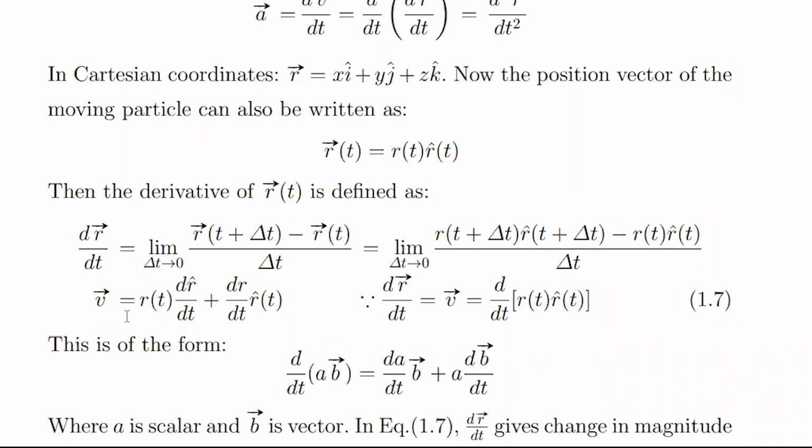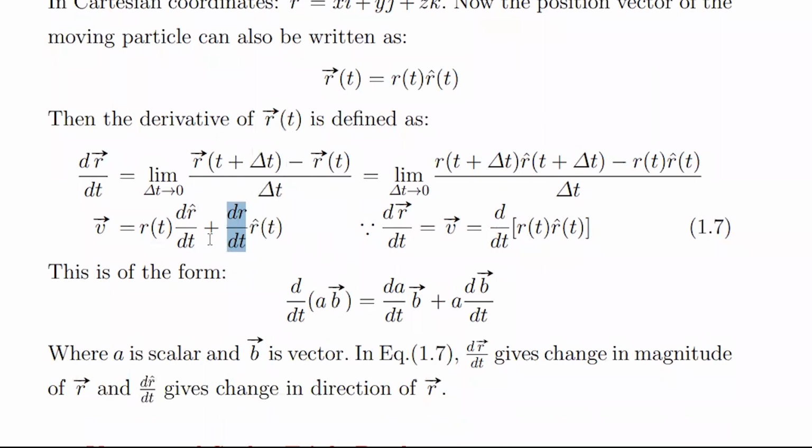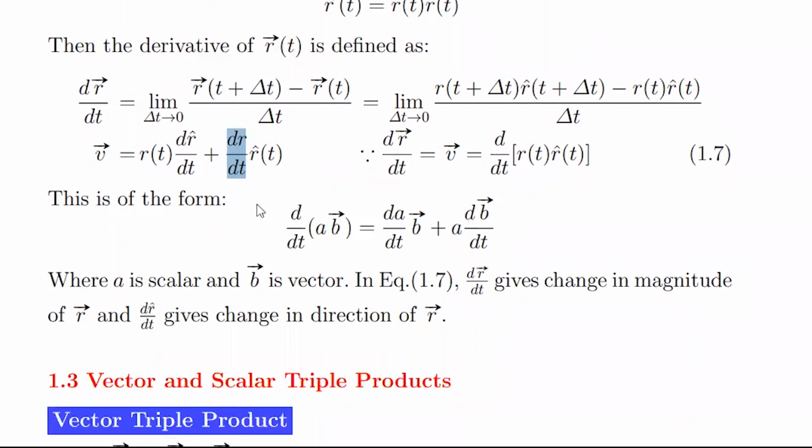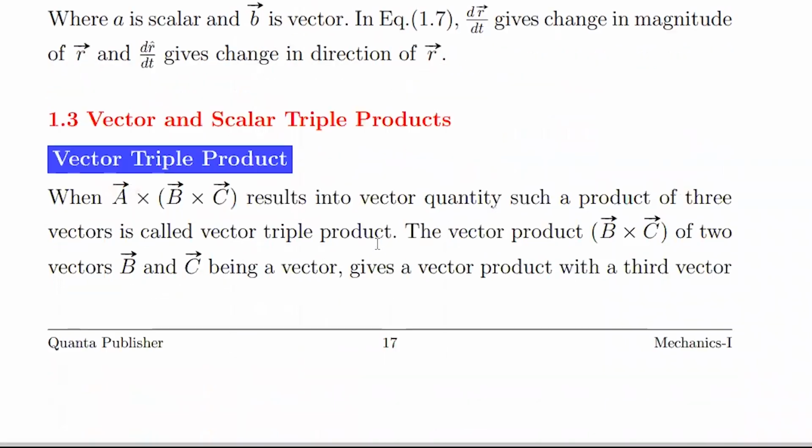Then separating the variables and dividing these quantities, we get this equation: r dr over dt, and dr over dt into r. This is equal to the velocity, and using the product rule we get this equation, labeled 1.7. Remember that if one of the quantities is a scalar and the other is a vector, then this is a simple multiplication, not a dot or cross product.